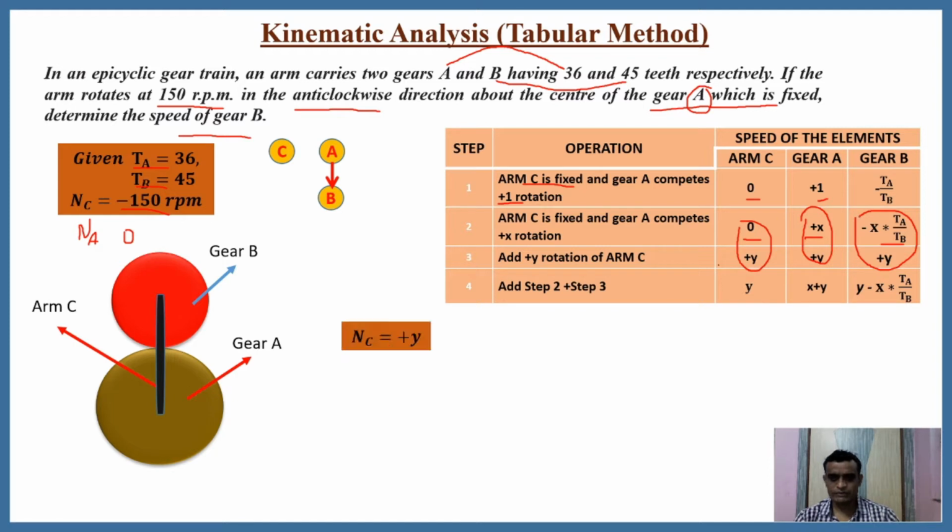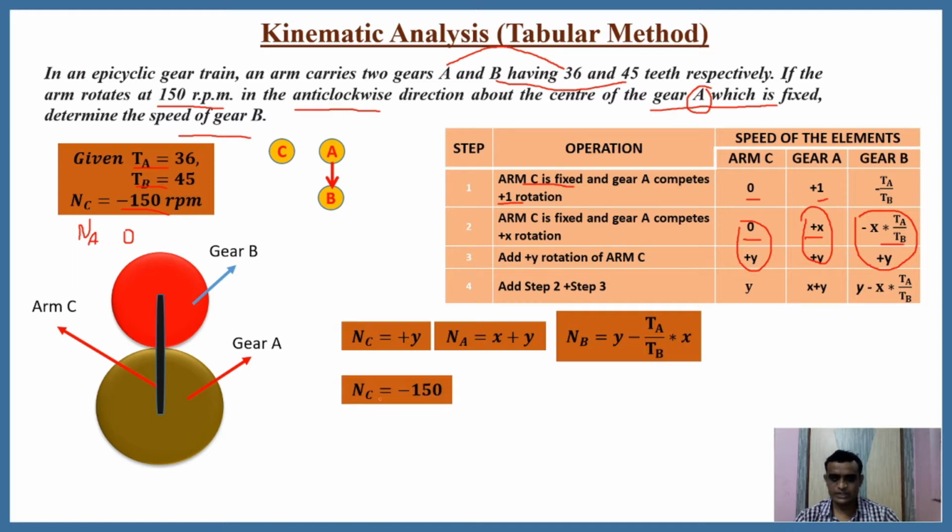Now nc is equal to y, na is equal to x plus y, and nb is equal to y minus x ta upon tb. In this case nc is equal to minus 150, but nc is equal to y, that means y is equal to minus 150. Now y is known to us, and we need to find out the speed of gear B.